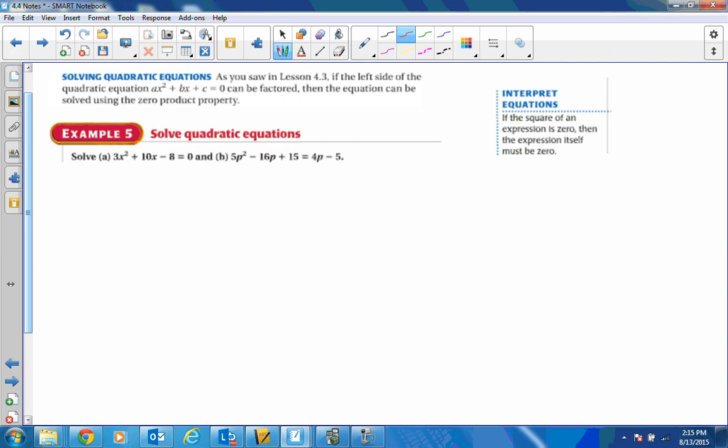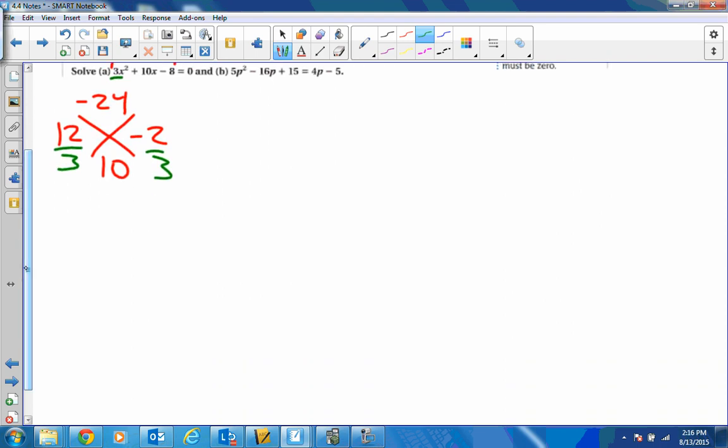So this one we got 3 times negative 8 is negative 24, over 10. So what multiplies to get negative 24 and adds up to get 10? Well, that would be 12 and negative 2. 12 times negative 2 is negative 24. 12 plus negative 2 is 10. So we have a 3 in front, so we got to divide each of those by 3. So we'd have 4 over 1, x, and we'd have negative 2 over 3, x.